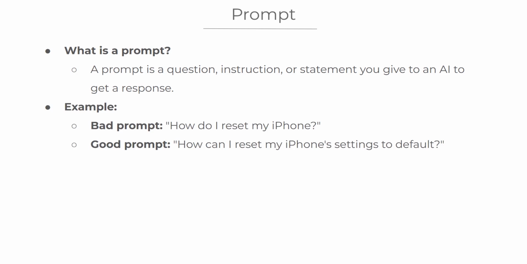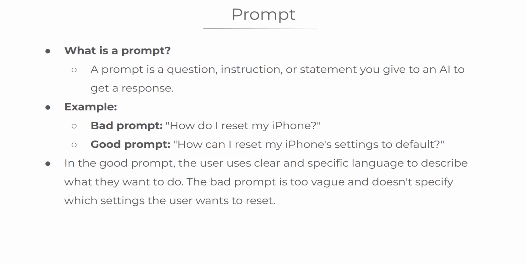For example, if you ask, "How do I reset my iPhone?" the AI might struggle to give a precise answer because the request is too vague. It does not specify which settings you want to reset. However, if you refine your prompt to, "How can I reset my iPhone settings to default?" it becomes more specific and actionable, leading to a much clearer and more useful response.